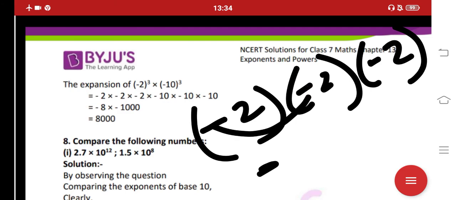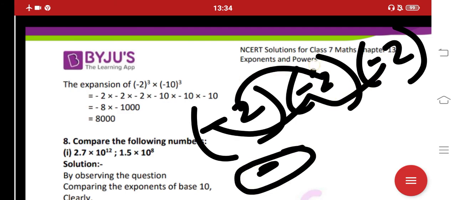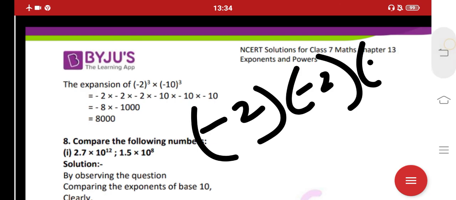Like minus minus is plus, and plus minus minus. So here is our minus. 2 2s are 4, 4 2s are 8. So minus 8. Here you can see minus 8. So likewise you will solve the negative base questions.